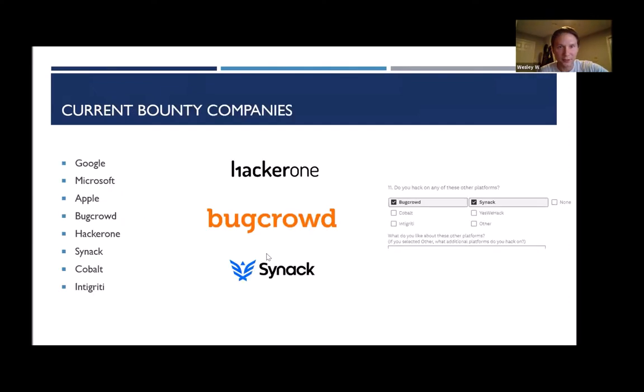Let me see what I got next for slides. Current bounty companies. All right, I'm going to go over this slide and then I'm going to ask for input from everyone. So be prepared.